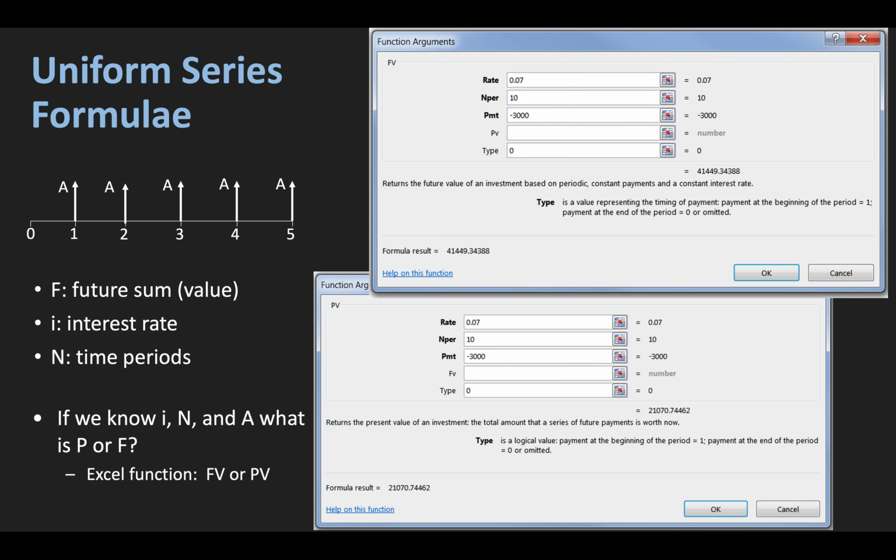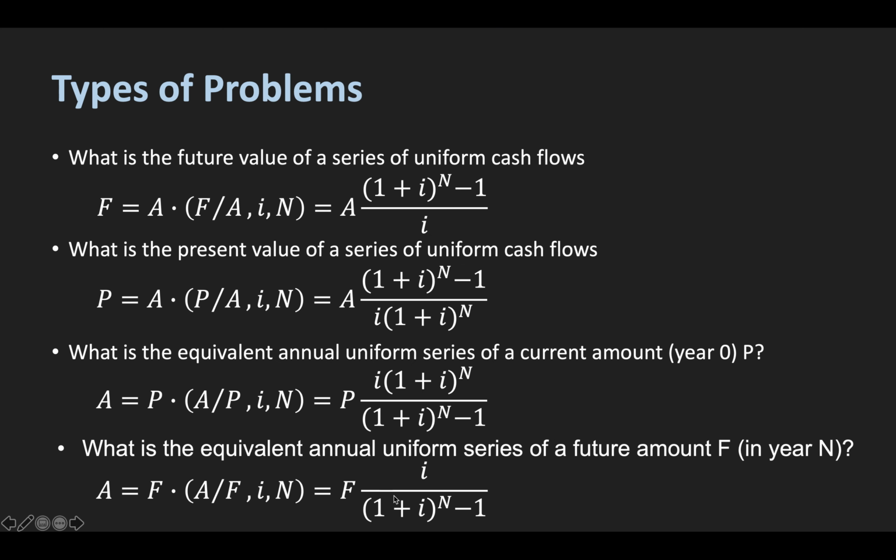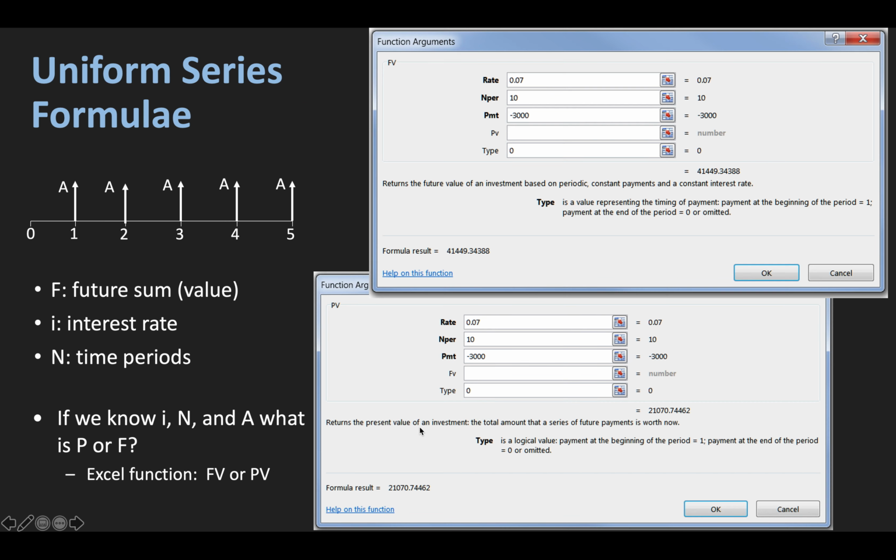Can you maybe use these two functions and try to see if you get the same number? Maybe take 2 minutes to calculate that. All right, I hope you got the result. They should be the same. Now, calculating PMT is pretty easy, even using a function here. Calculating A is pretty easy.